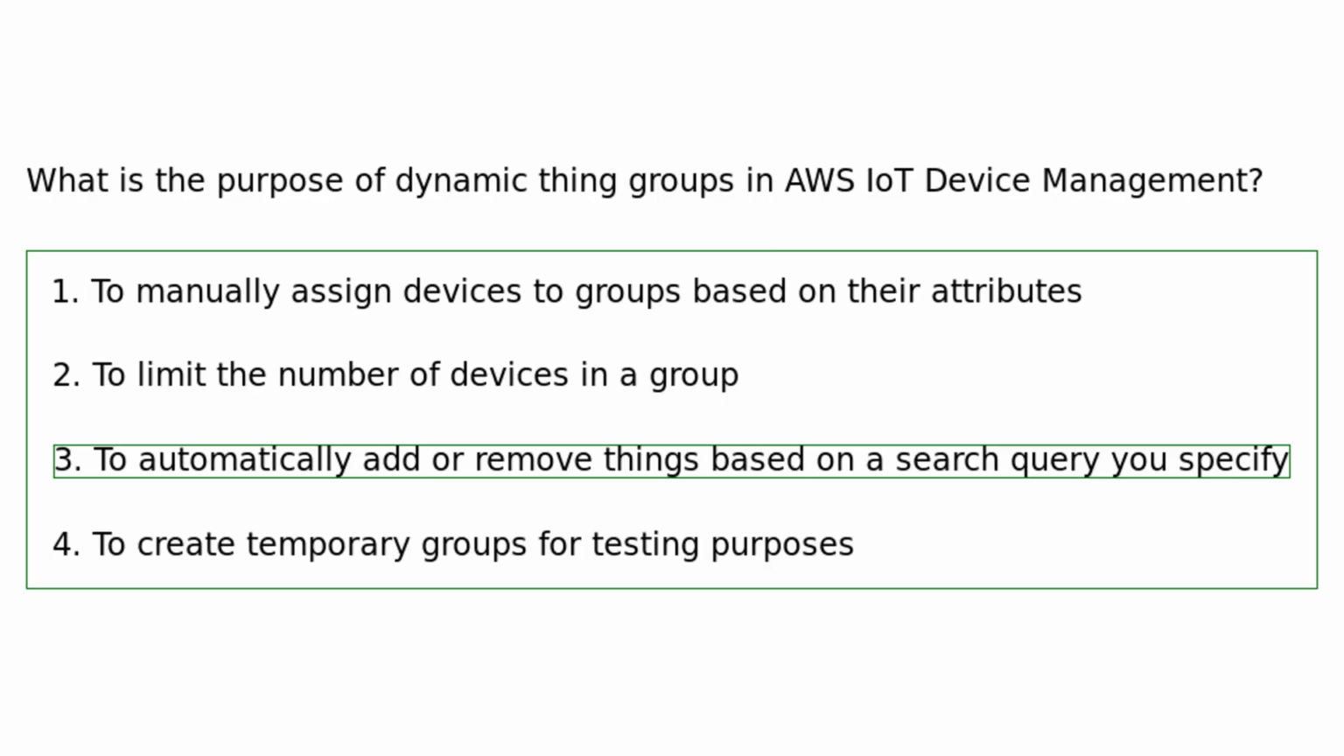Dynamic thing groups in AWS IoT Device Management allow you to automatically add or remove things based on a search query you specify. This helps in managing devices with similar characteristics without manual intervention.